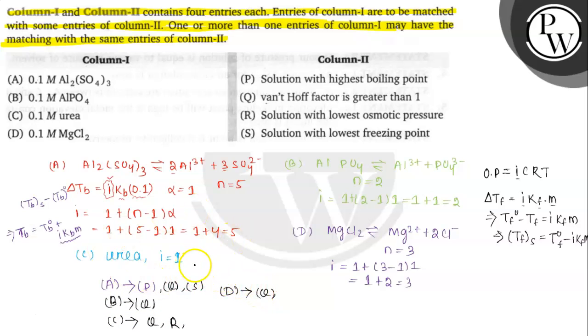So this is the overall concept. Generally you have to know the formulas of elevation in boiling point, depression in freezing point and osmotic pressure, and how to find out the van't Hoff factor. So these are the main cases. Hope you understand it well.